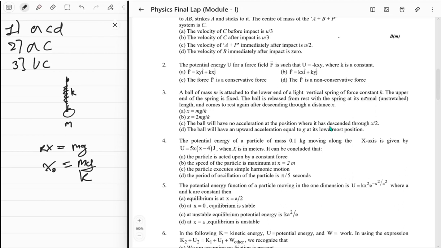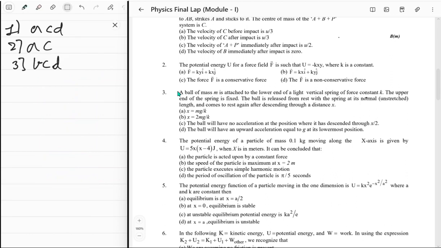The ball will have an upward acceleration equal to g at its lowermost point. Yeah, actually. So at the uppermost point it's minus g, and at the lowermost point it will be plus g. So yes, D is right.